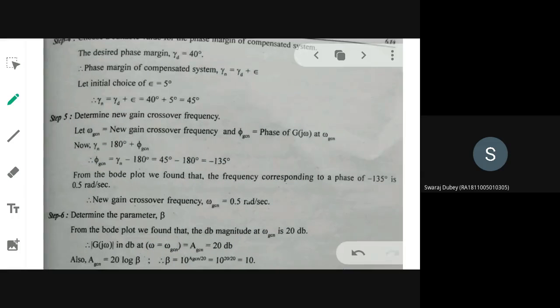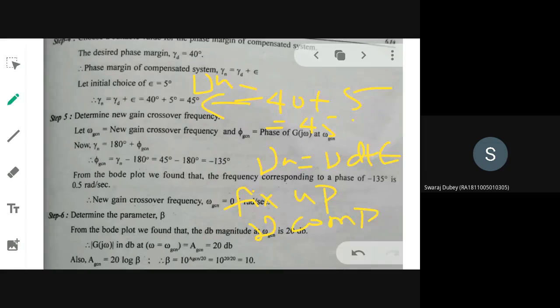So what is the value that you are fixing? 18 plus 5, 23? Not 18, 18 is unnecessary. What is the desired value that you want in the system? That is 40. 40 plus 5. So what value are you fixing for the compensated system? 45 degrees. Okay. So by using gamma n equal to gamma d plus epsilon, you fix some phase margin for the compensated system. That is step number 3.